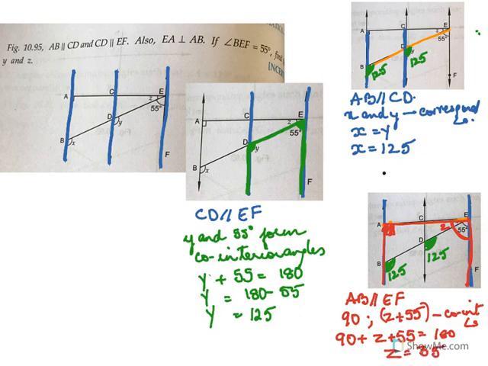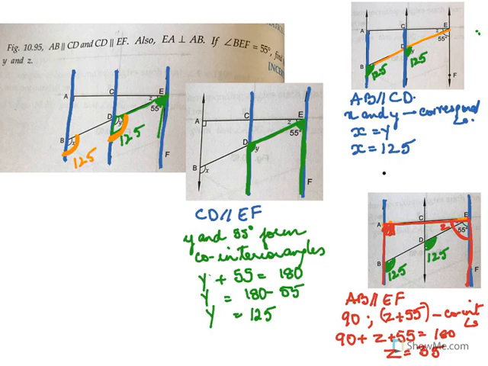We'll just summarize the sum now. We started off with this angle is 55. If this angle was 55, this would be 180 minus 55 because it forms co-interior angles, and we got this angle as 125. Now if this was 125, this was also 125 because they are corresponding angles.